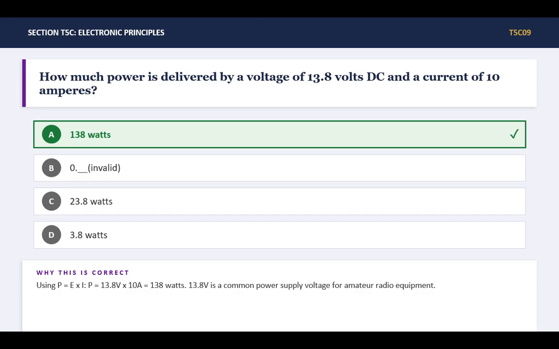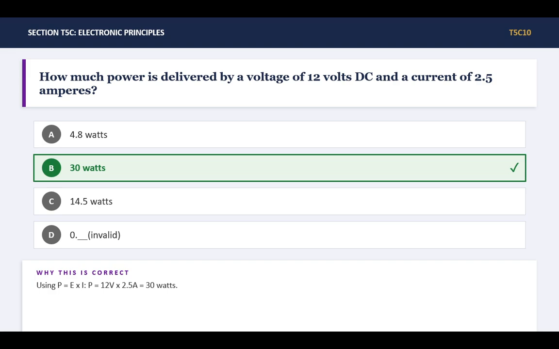How much power is delivered by a voltage of 13.8 volts DC and a current of 10 amperes? A. 138 watts. Using P equals E times I, P equals 13.8 volts times 10 amps equals 138 watts. 13.8 volts is a common power supply voltage for amateur radio equipment. How much power is delivered by a voltage of 12 volts DC and a current of 2.5 amperes? B. 30 watts. Using P equals E times I, P equals 12 volts times 2.5 amps equals 30 watts.